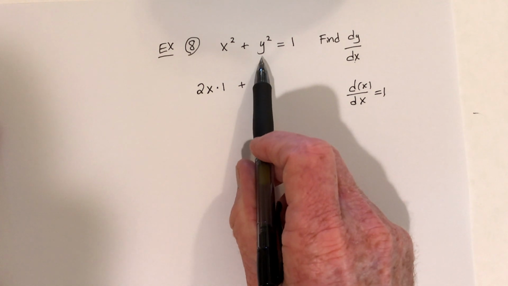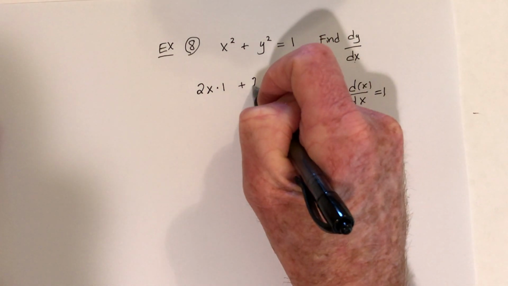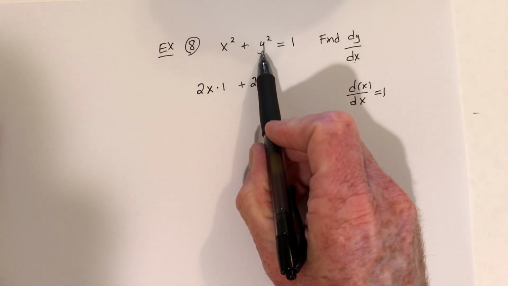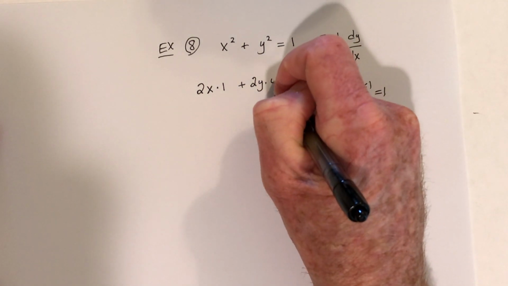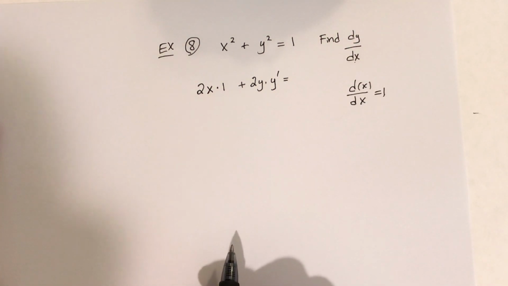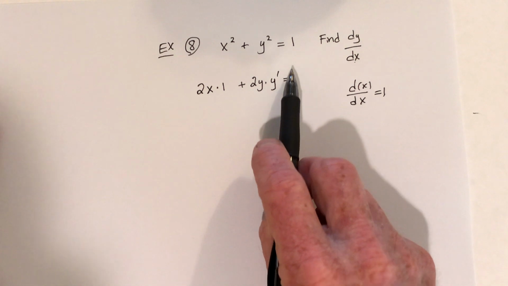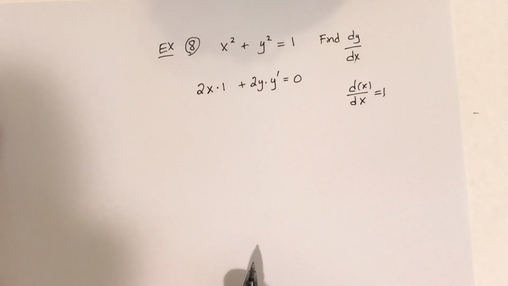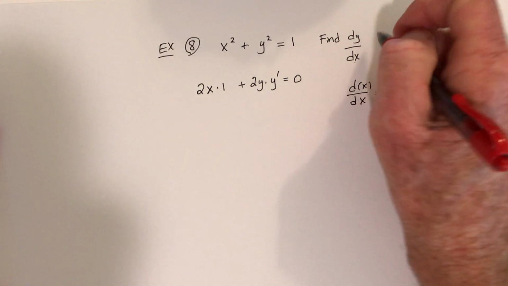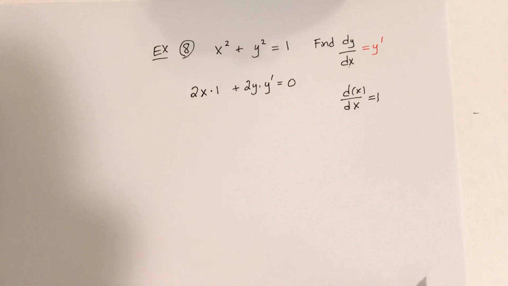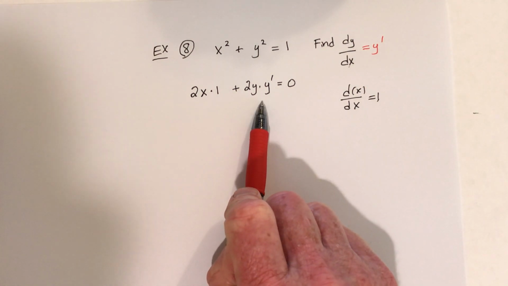Then go on to the y squared, and the derivative will be 2y. And then the chain rule says you need to take the derivative of the y, so that's going to be y prime. And on the right side, the derivative of 1 equals 0. So now we're done with the calculus part. Now I just need to do algebra to solve for dy/dx, which I'm writing the fast way, y prime. So we need to solve for this y prime.